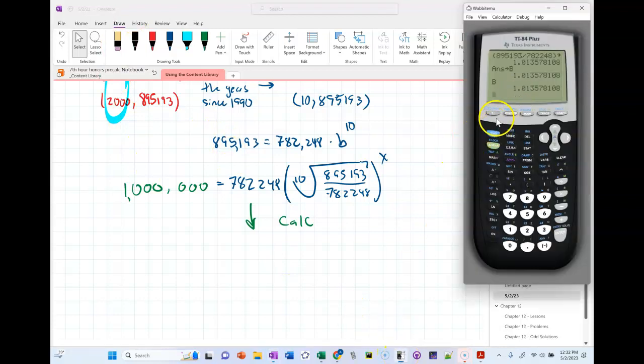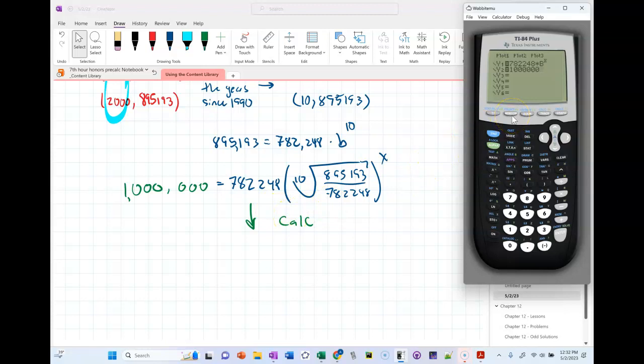So what I'm going to do to solve this is I'm just going to graph the left-hand side and right-hand side. So 782,248 times, then I'm going to call that variable B that I made before, to the x. And then I'm going to do 1 million as the other side. So that's going to be graph the left-hand side and the right-hand side and look for the intersection.